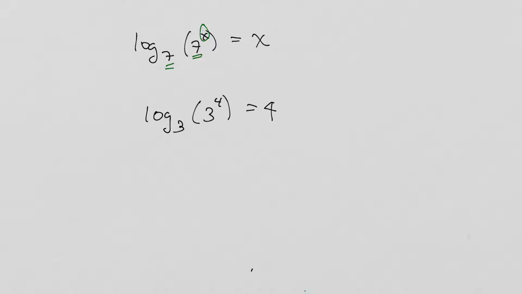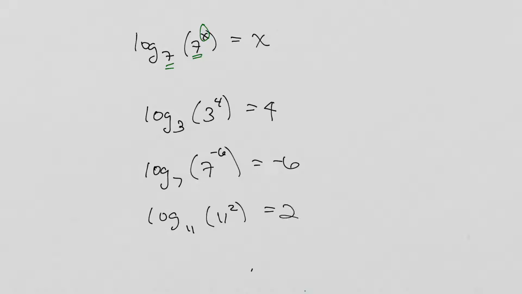Right? So for example, if I had log base 7 of 7 to the x, since the base in the logarithm matches the base of that exponent, I just get this right back. So I just get x. Right? So log base 3 of 3 raised to the 4th power just gives me a 4. Log base 7 of 7 raised to the minus 6 power just gives me a minus 6. Okay. Log base 11 of 11 squared gives me the number 2.